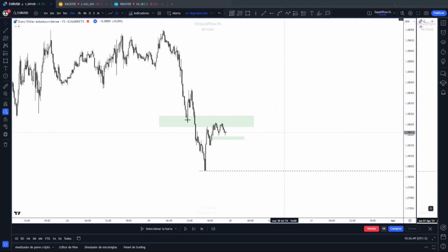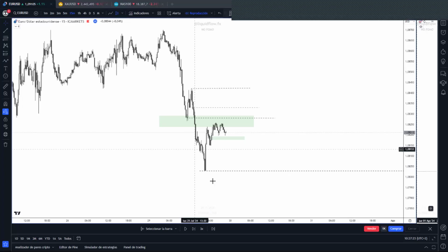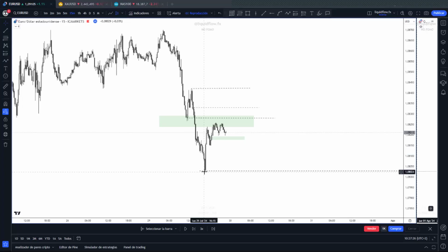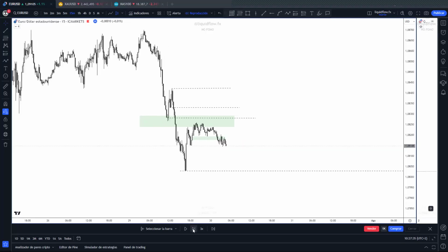We have our first PD array is this one from here, because this is the mitigation block. Our second PD array will be this one from here, because this is our breaker block. And our third, this swing high. So all those PD arrays are liquidity. So I have 1, 2, 3: short-term low, intermediate-term low, short-term low. We have 2 fair value gaps. So probably there will be some idea to trade off of those. So that's it.